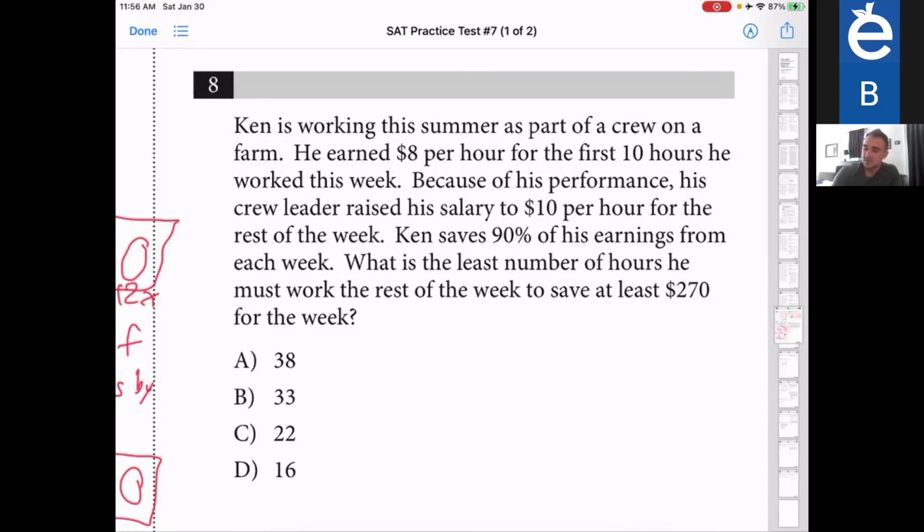What is the least number of hours he must work for the rest of the week to save at least $270?